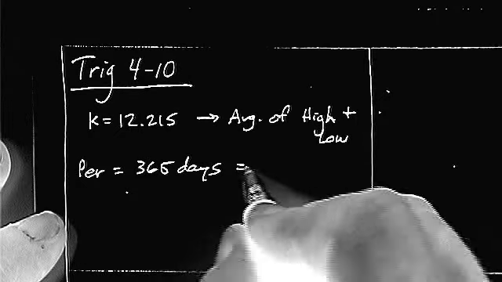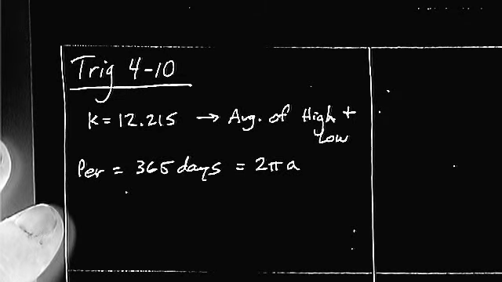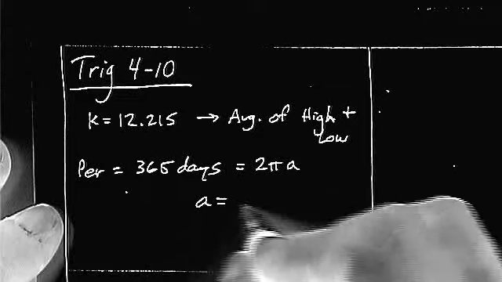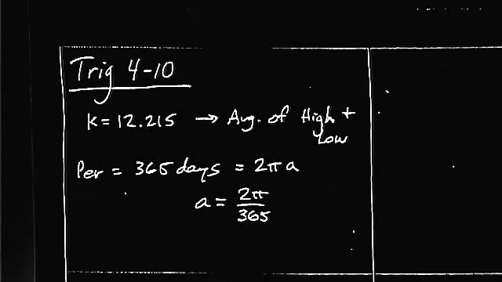If that's the case, and we know that a is found by taking 2 pi divided by the period, then that means that a must be 2 pi over 365. Just doing a little bit of division. That's a fairly ugly looking scale change, but that's what it is. So now we've got those two pieces of information.